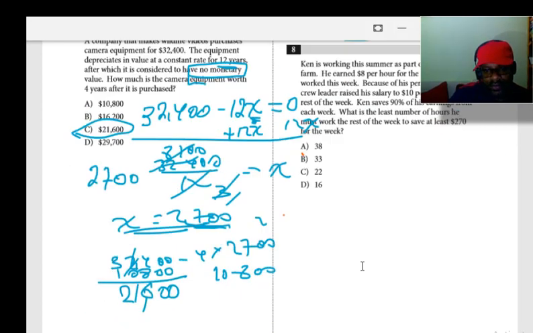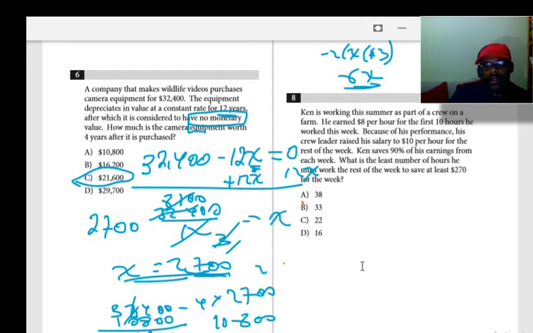Okay, question number 8. Ken is working with the summer part of the crew on a farm. He earns 8 per hour for the first 10 hours he worked this week. Because of his performance his crew leader raised his salary to this much. Okay, good. For the rest of the week Ken saved 90% of his earnings from each week. What is the least number of hours he must work for the rest of the week to save at least 25? Okay, so let me visualize this.